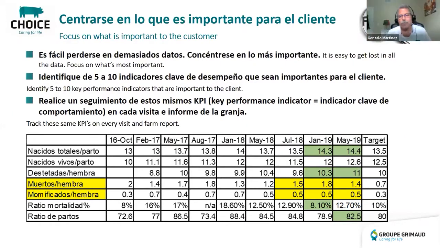So what we try to do is identify 5 to 10 key performance indicators that are important to the client. And then we want to track these same key performance indicators on every visit and in every farm report.